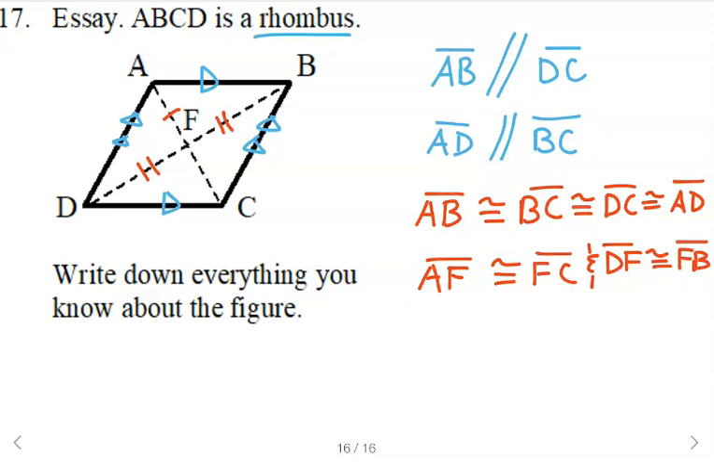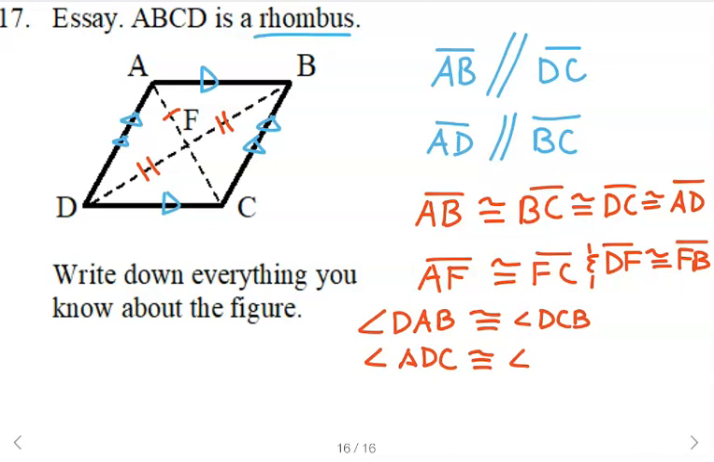There's lots of different angles that we could say are congruent. So we can say opposite angles in a parallelogram are congruent. So angle DAB is congruent to angle DCB. We can state that angle ADC is congruent to angle ABC. Those opposite angles in a parallelogram are congruent.